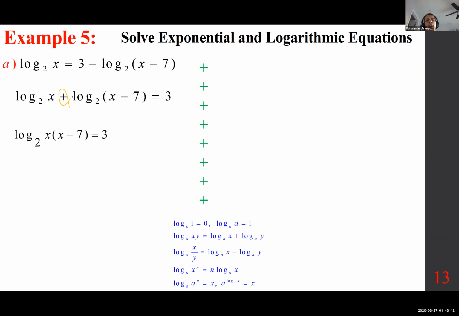x squared minus 7x. When you have a log and a number, what do you do? You put it in what format? Exponential format, class, which is 2 cubed equals x times x minus 7. Okay? All right. Now you get x squared minus 7x equals 8. You move the 8 to the left. Okay? And you factor it.